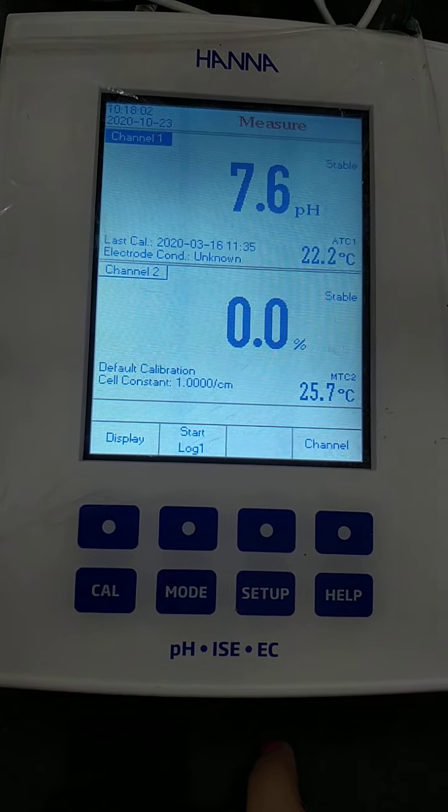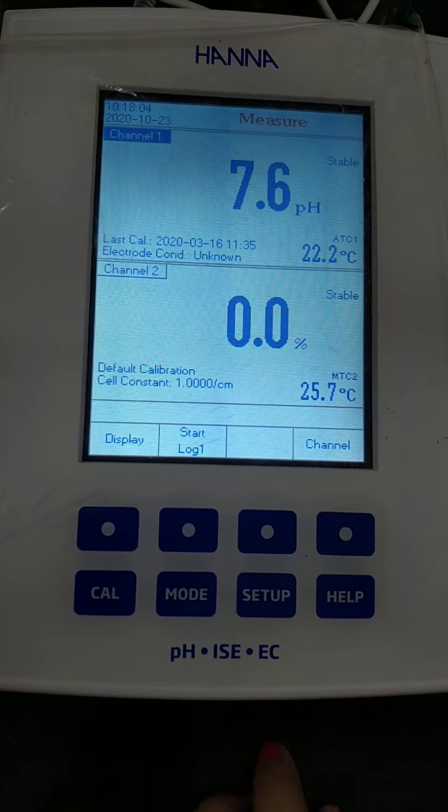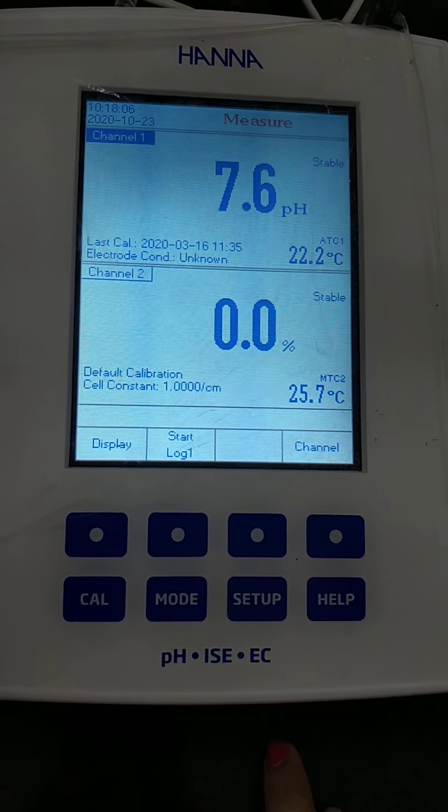In the next laboratory, we are going to conduct the practical of electrical conductivity of drinking water.